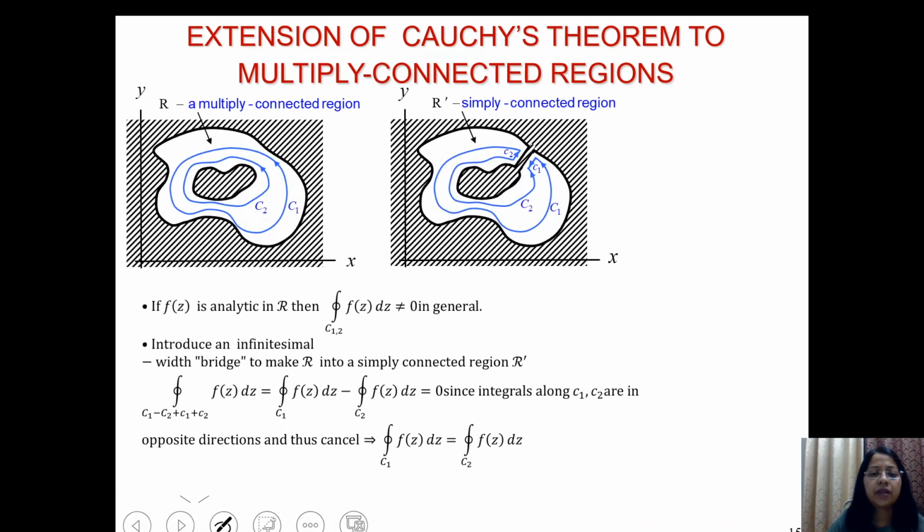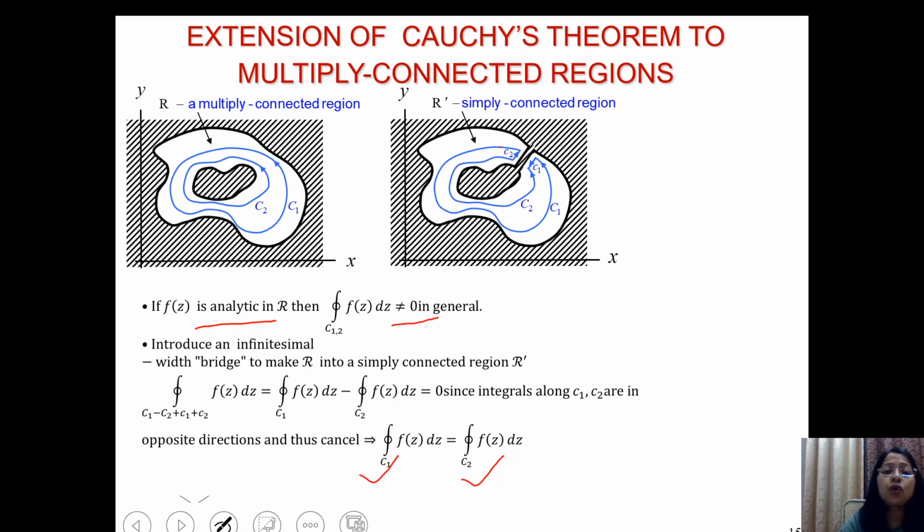So we can write like this. On the previous slide, I have already told you that the integral along C1 is equal to the integral along C2. How are we going to derive this? If we have a function f(z) which is analytic in the region R, this whole white portion is region R, and the closed curve C consists of C1 and C2, the integral of f(z) dz. So let's assume that it is not equal to 0, right?